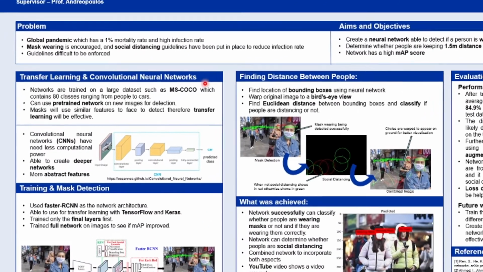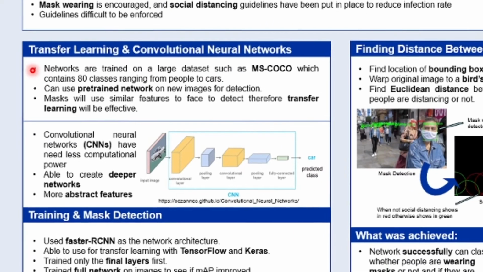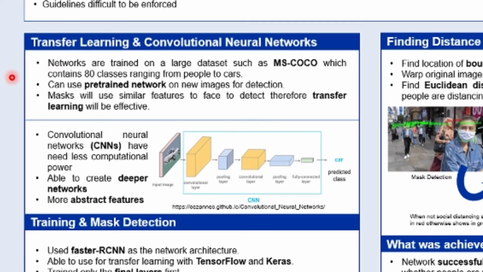To begin with, we will look at how I created a network to find whether a person is wearing a mask or not. Transfer learning is a method to be able to train accurate object detectors when the dataset used is limited. This is because for deep neural networks, a lot of training information is needed to create accurate results.